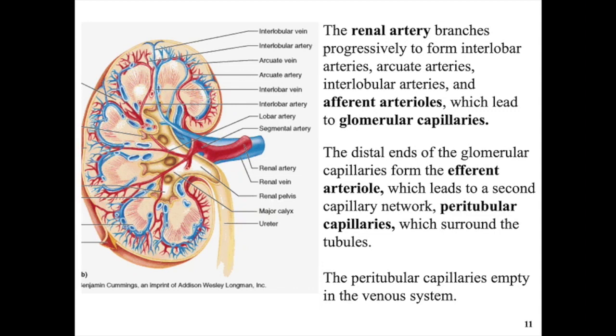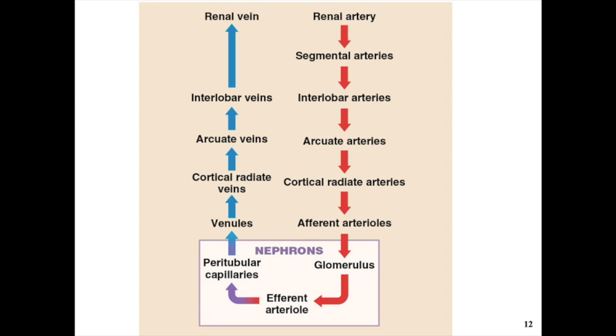Let me show you different pictures to see this in different ways, and to see if one of those slides may work better than others. So this is the system. You don't need to know the names, but you can jump from renal artery to afferent arterioles, glomerulus, efferent arterioles, peritubular capillaries. And then the peritubular capillaries will eventually merge into venules and so on, and become the renal vein.